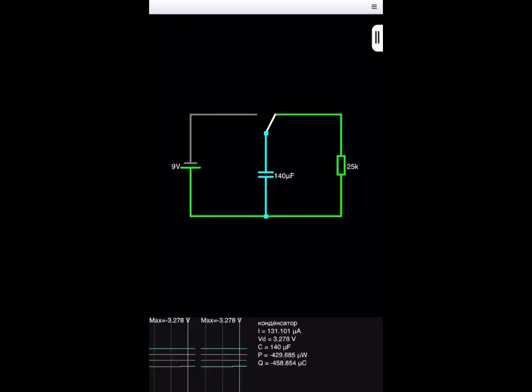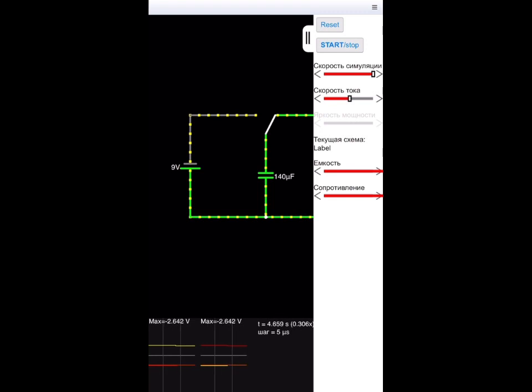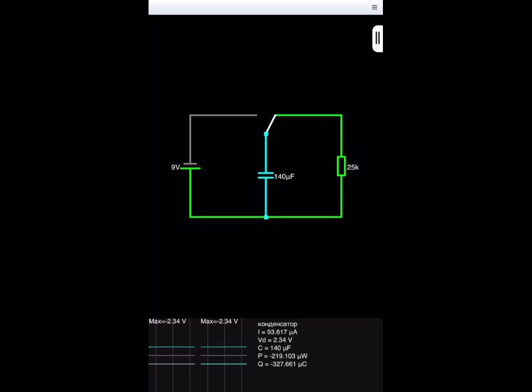And here, after 3.6 seconds, we see that our voltage drops to about 3.3 volts, which is 37% of the initial value. Then after 5 seconds, we see that our current is about 90 microamperes. That's right.